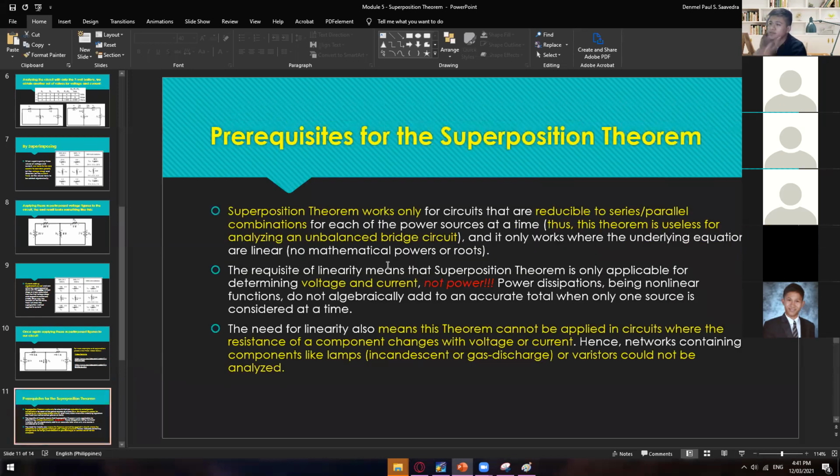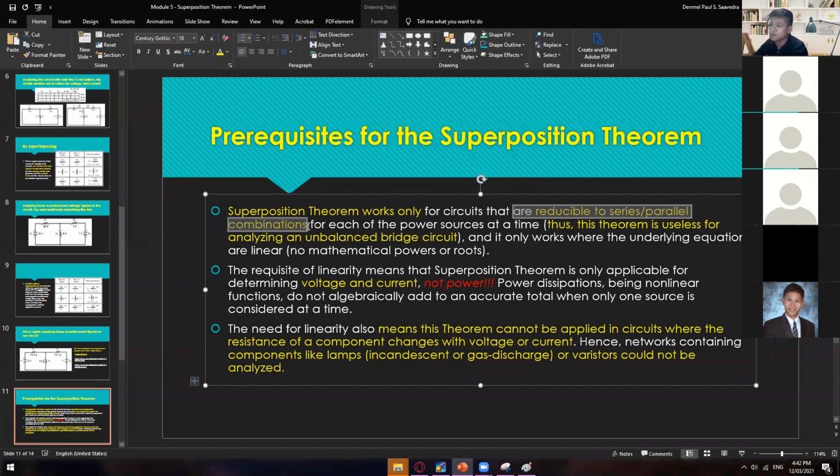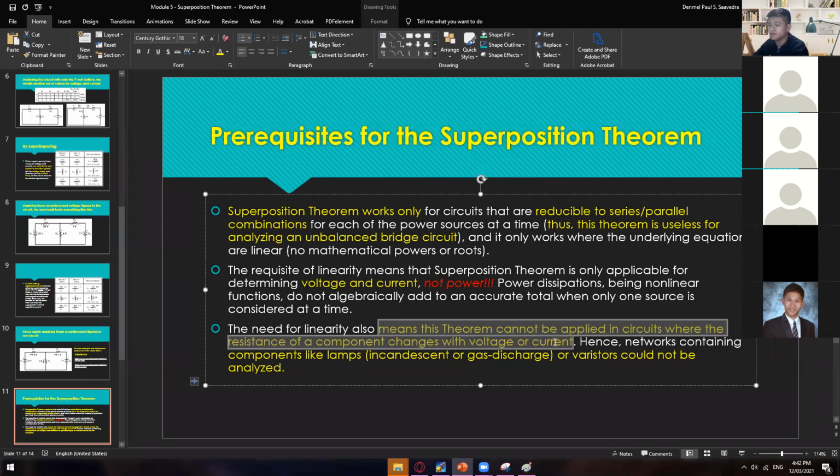All right, so here's the summary. Superposition theorem works only for circuits that are reducible to series-parallel combinations. Thus, this theorem is useless for analyzing an unbalanced bridge circuit. Of course, you can determine the voltage and current, but not the power. And then the needed linearity also means this theorem cannot be applied to circuits where the resistance of a component changes with voltage or current. Meaning if there is a capacitor, inductor, or a diode, then superposition theorem is not applicable.